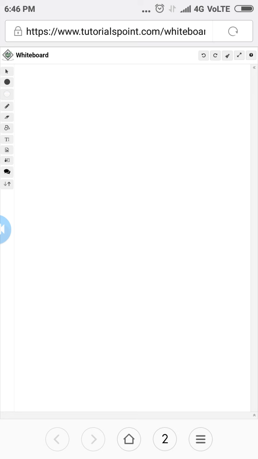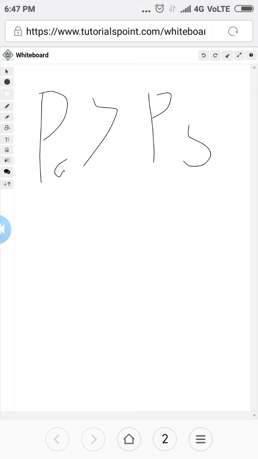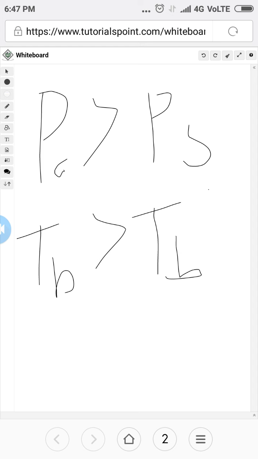A graph between vapor pressure and temperature. The vapor pressure of a solution is less than that of the pure solvent. We know P naught, the vapor pressure of the solvent, is greater than the vapor pressure of the solution, but the boiling point of the solution is greater than the boiling point of the pure solvent.